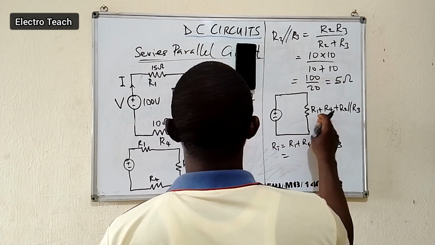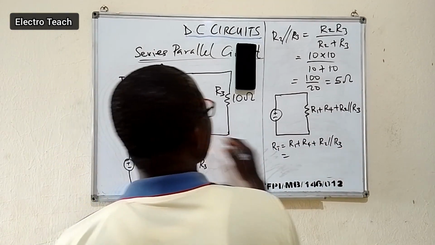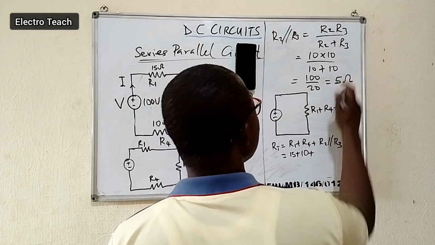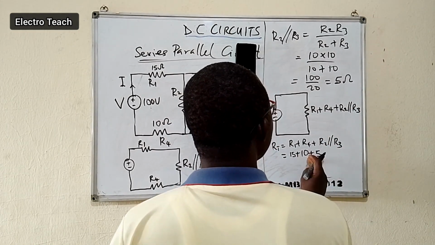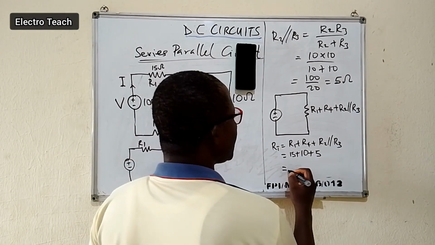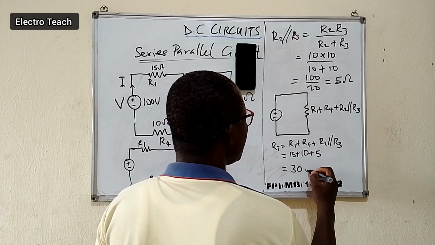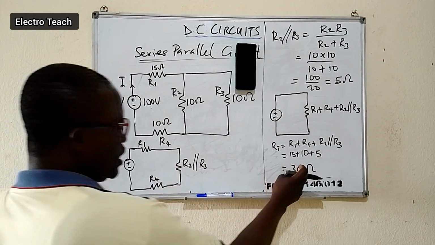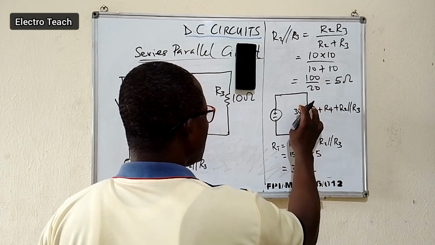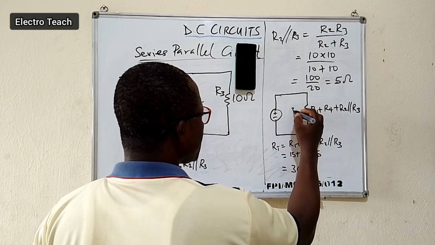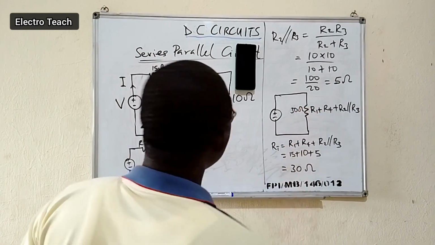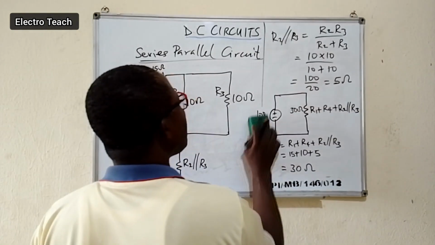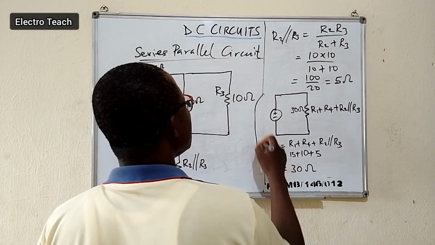And that is R1, 15 ohms, R4, 10. 15 plus 10, then the parallel combination of these two is 5. That is 15 plus 10 plus 5. And that is 30 ohms. So the equivalent resistance of this circuit is actually 30 ohms. So to determine the total current, having got the total equivalent resistance, we can now determine the total current by applying a simple equation.